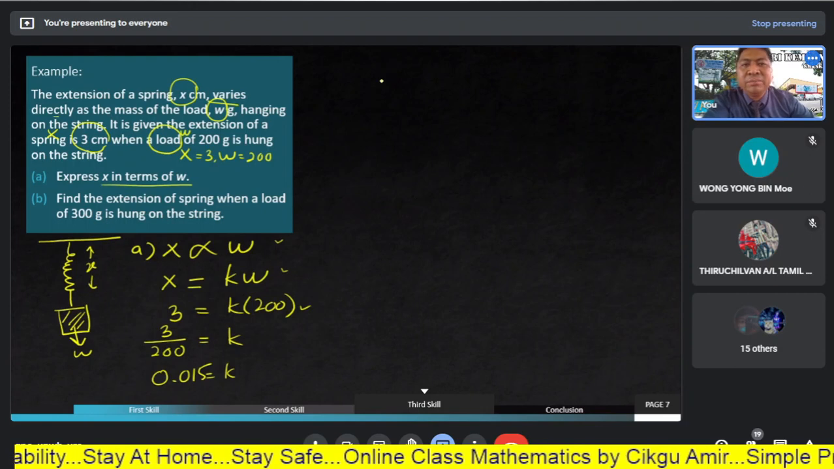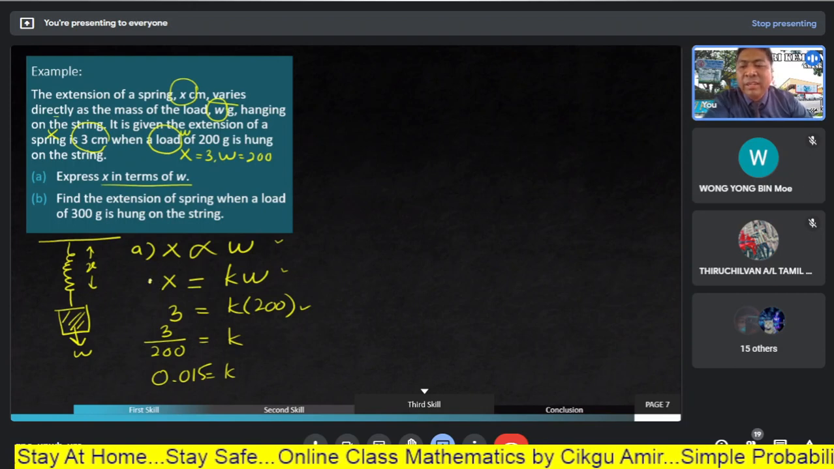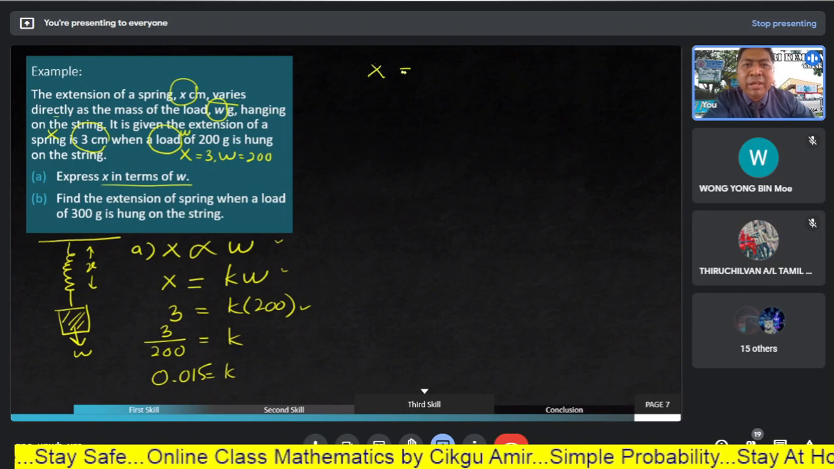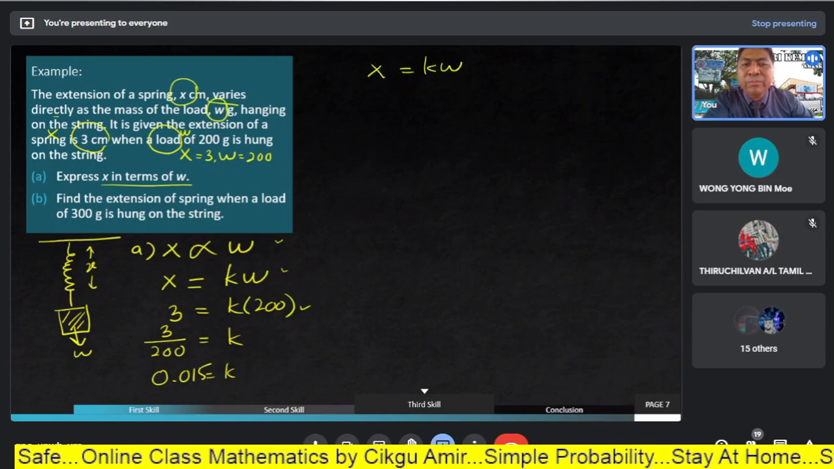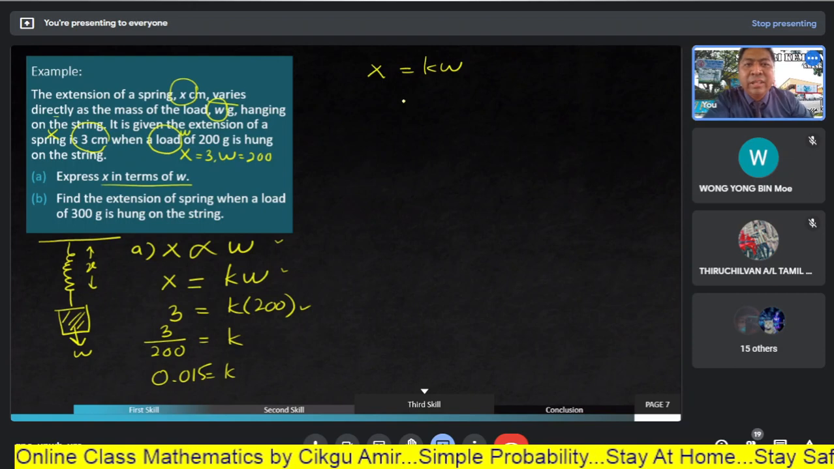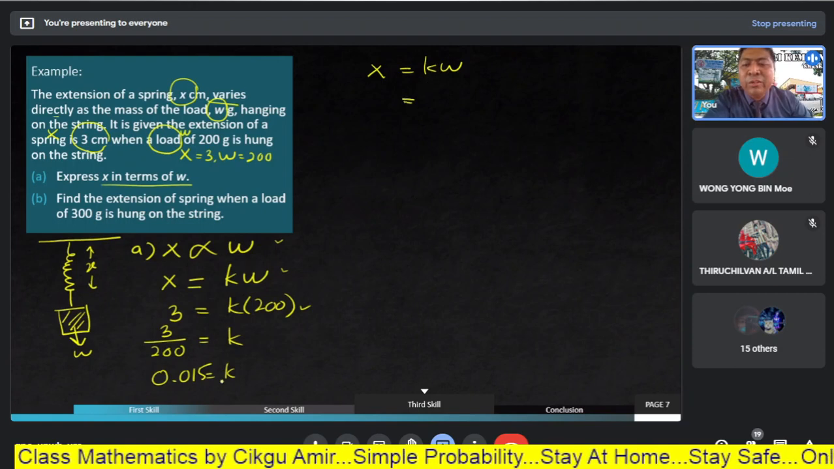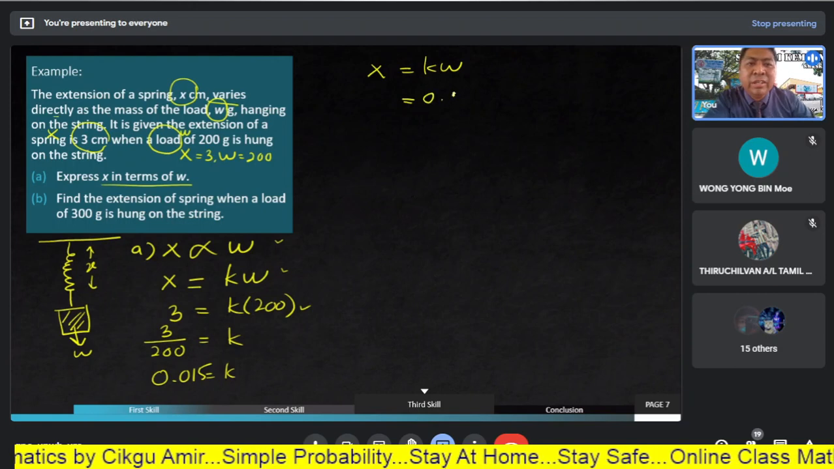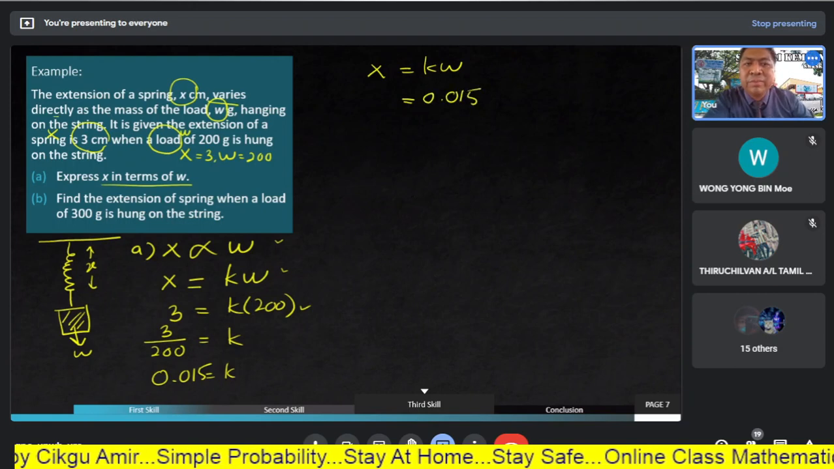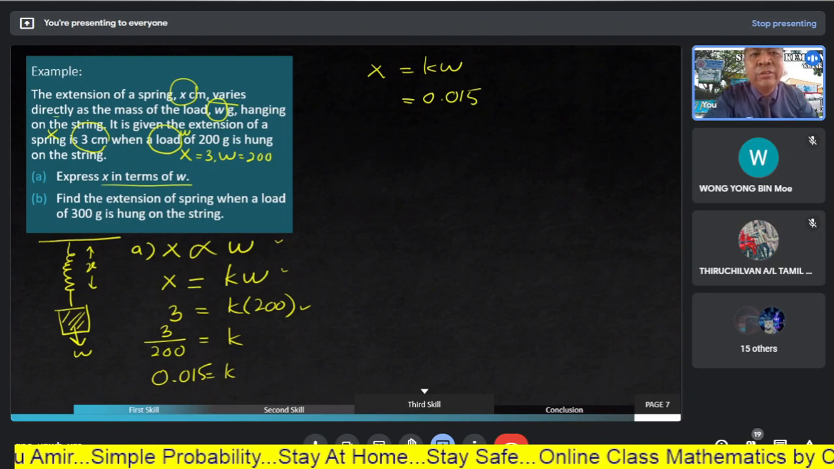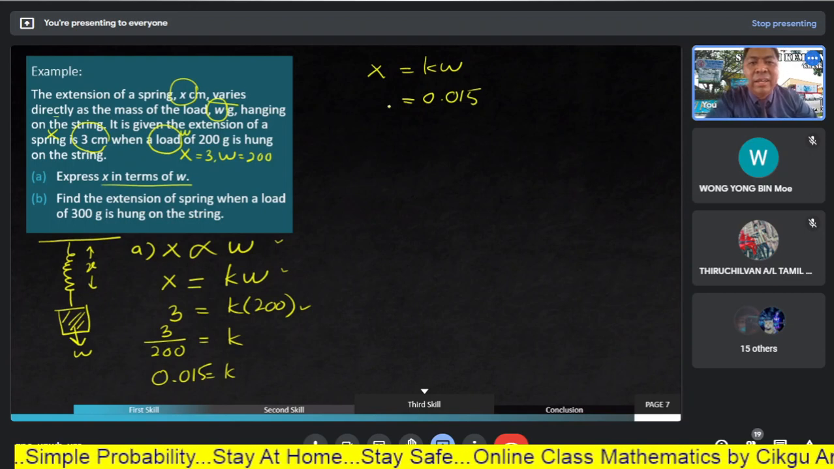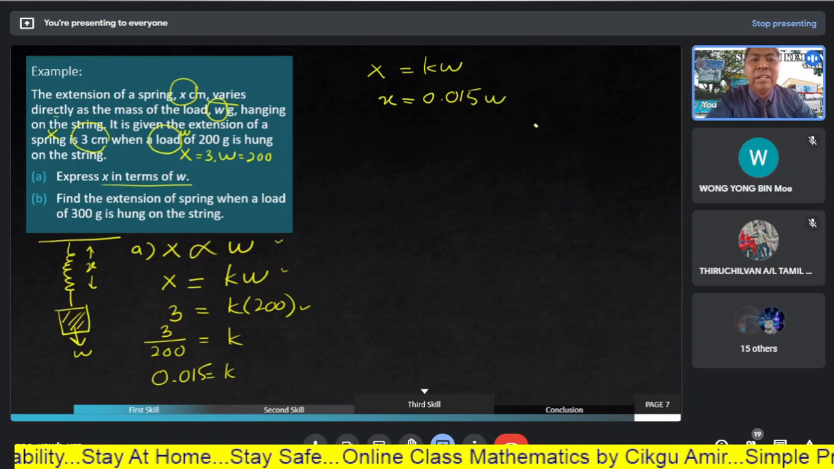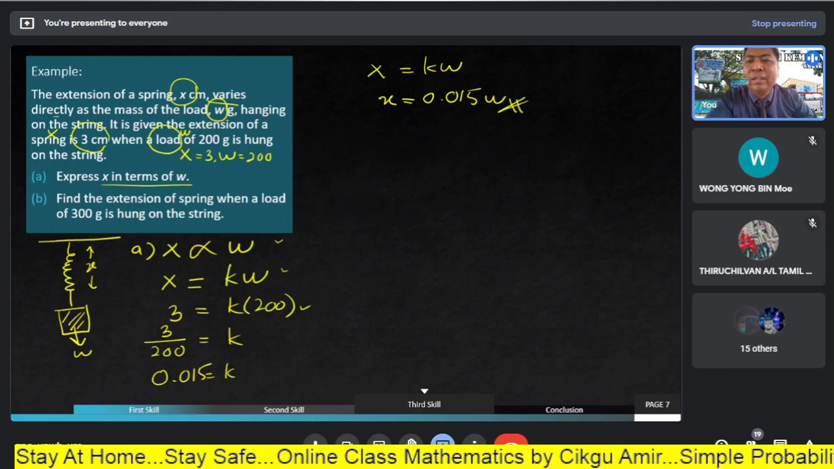The last one is to go back to the second step. X equal to KW. Substitute the new value of K that you got earlier. K is 0.015. Just substitute the new value of K. X is unchanged, W is unchanged. This is the answer for A.